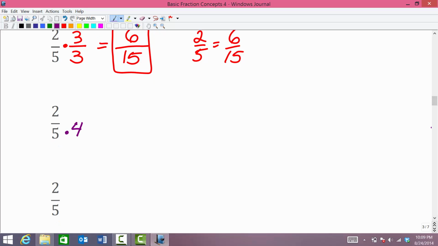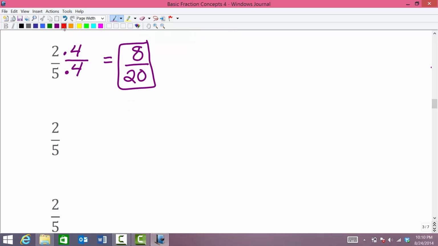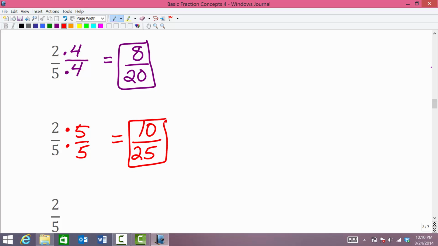I could multiply the top and the bottom by 4. Another sneaky way of multiplying by 1. We get an equivalent fraction, 8 over 20. We can keep going like this. I could multiply by 5 over 5. Created another equivalent fraction, 10 over 25.